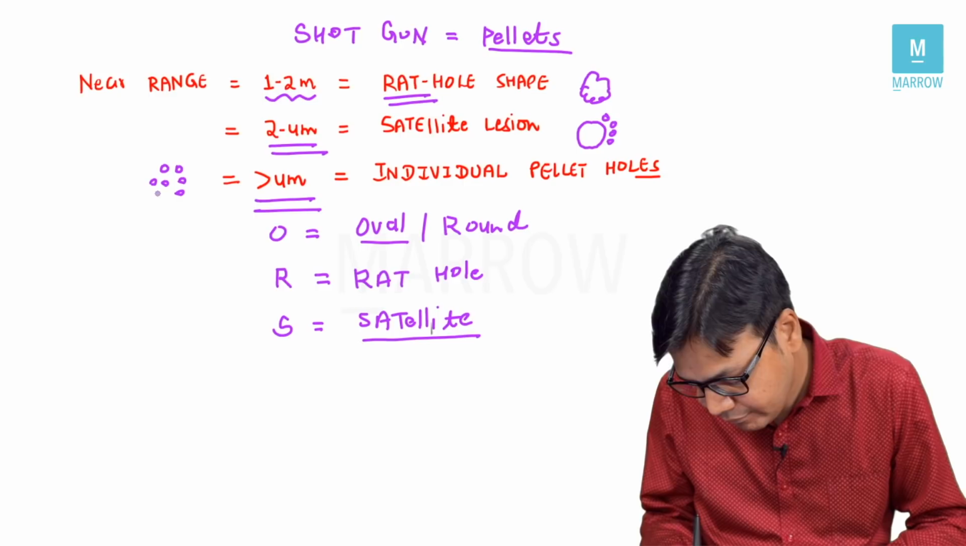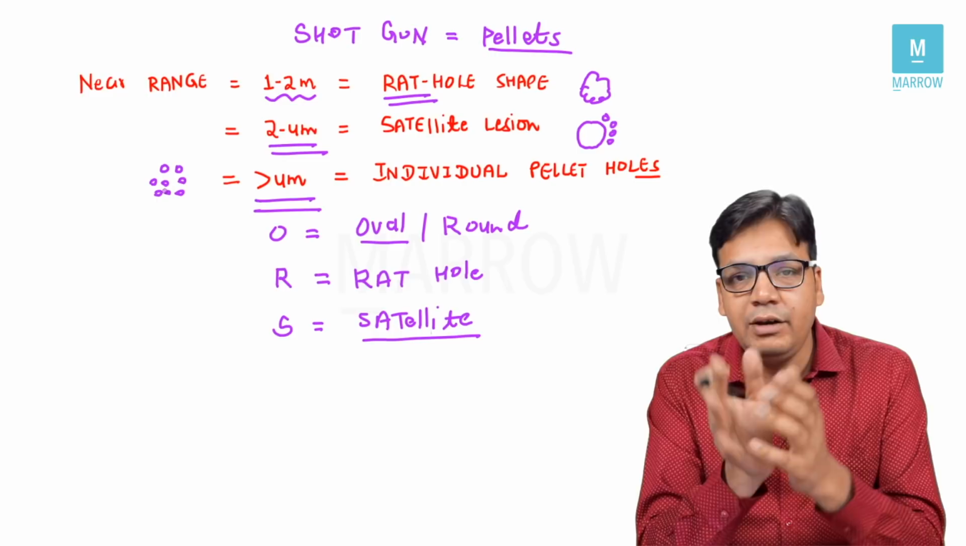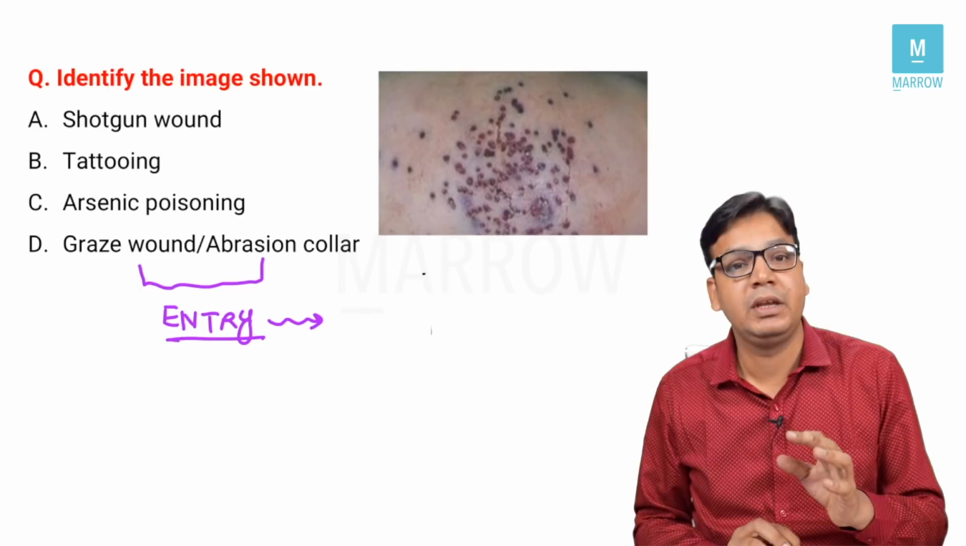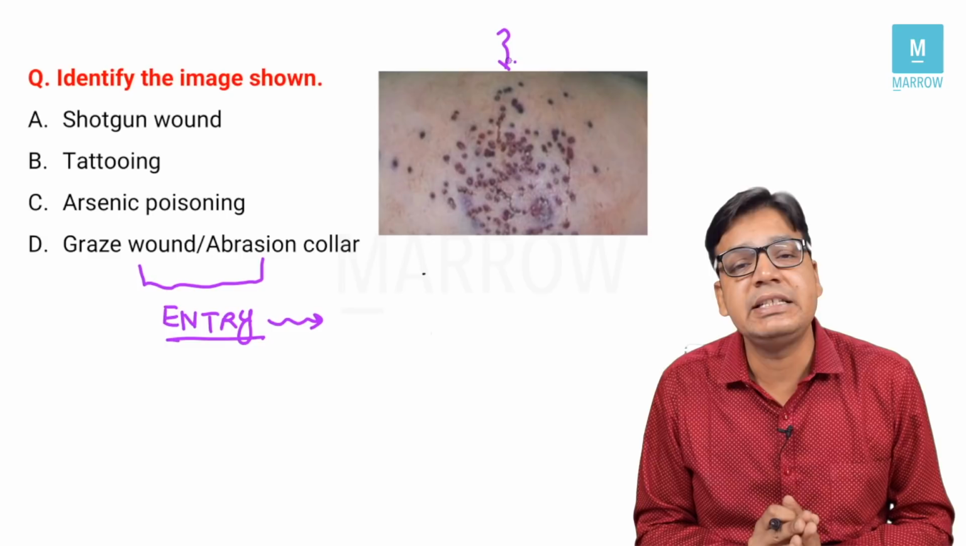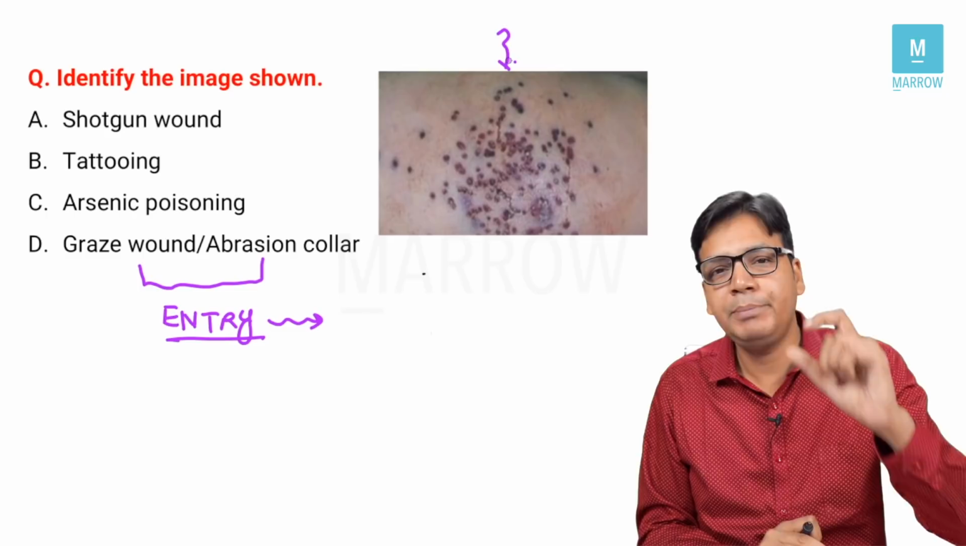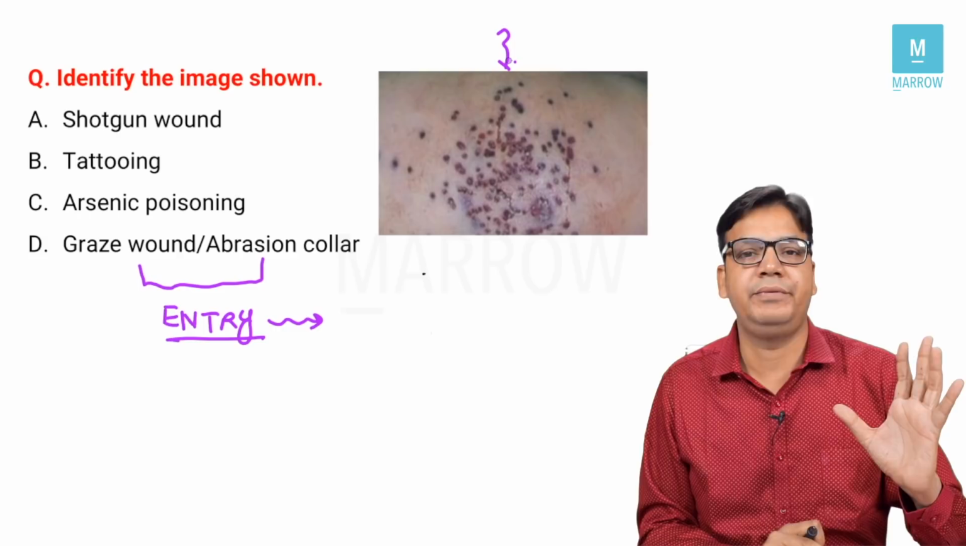Oval shape or round shape is seen at less than 1 meter. Then at 1 to 2 meter, rat hole shape. Now, I can show you this one. This is, my dear friend, the characteristic entry wound of shotgun. These individual pellets of shotgun are seen when the range is more than 4 meter. How to remember? It's very simple. ORS: oval shape, rat hole shape, satellite wound. Done, my dear friend.